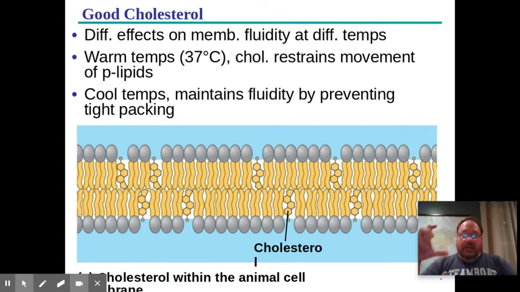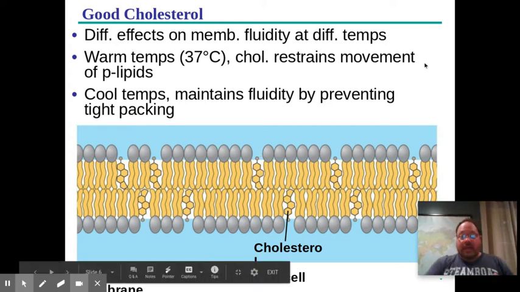All right, now cholesterol is another structural feature in membranes. Remember, cholesterol is 4 fused rings of hydrocarbons. So you see the cholesterol is embedded in the membrane. Now, cholesterol helps at temperature swings or temperature extremes.